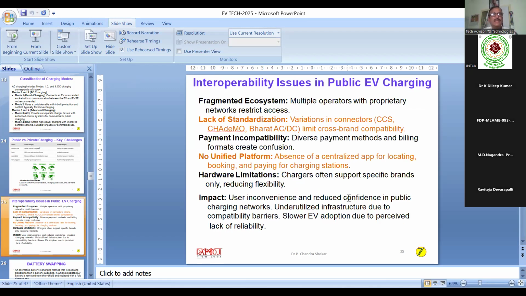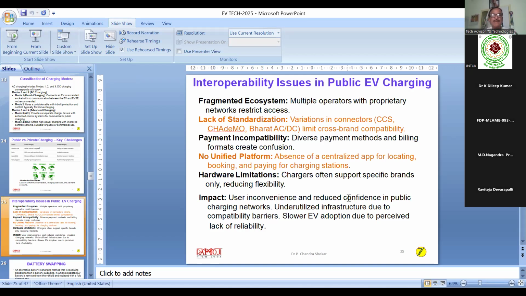The major issues: interoperability issues in public EV charging. Fragmented ecosystem: multiple operators with proprietary networks restrict access. One charger says you can only charge a Tata vehicle, another fellow says you can charge a Maruti vehicle. These problems are there. Lack of standardization, variation in connectors, CCS, CHAdeMO, Bharat AC/DC, limits cross-brand compatibility. Now, this charging station can only charge with this connector, then it will become difficult.